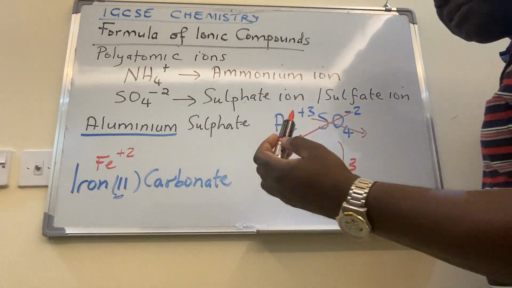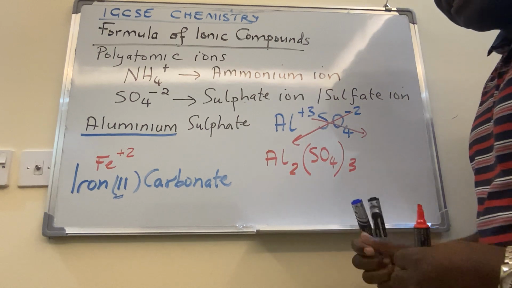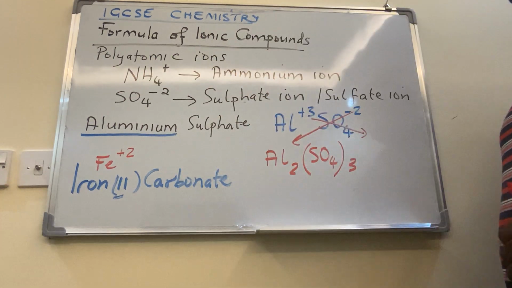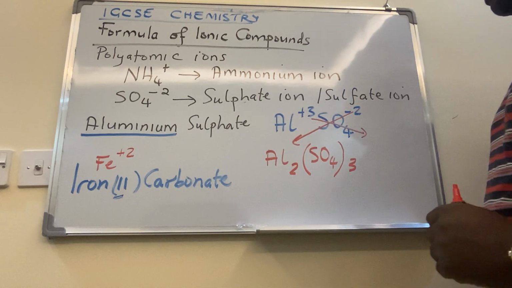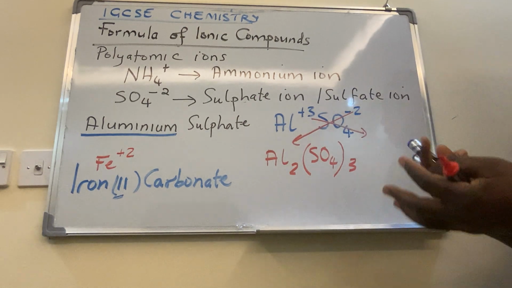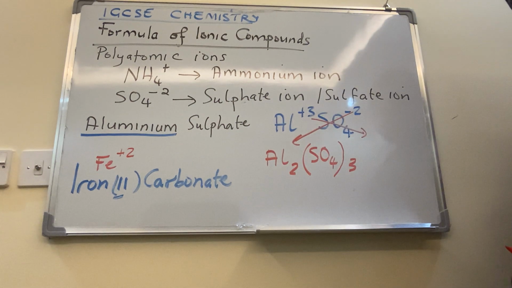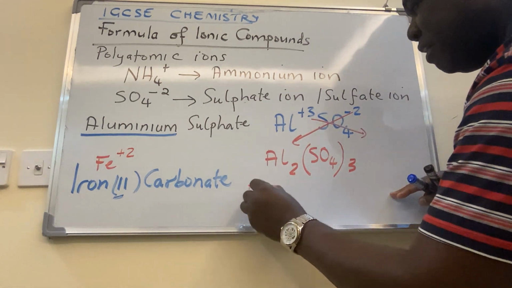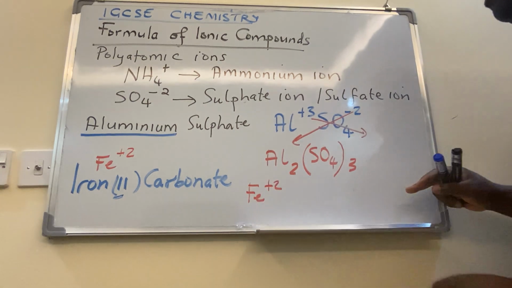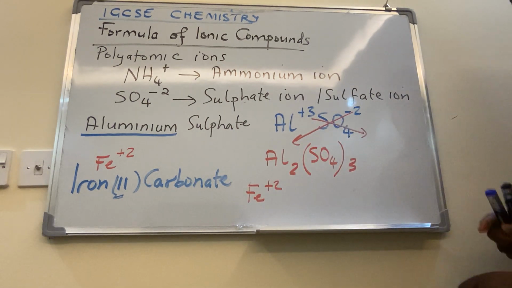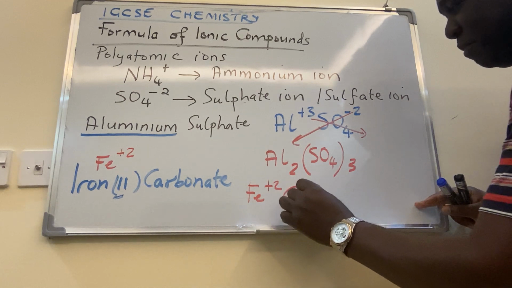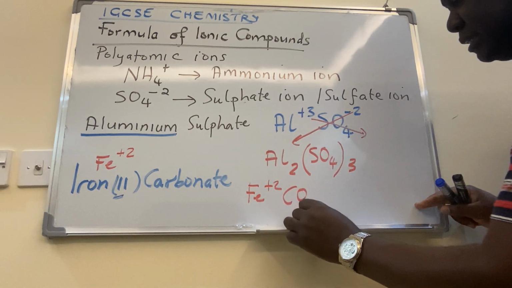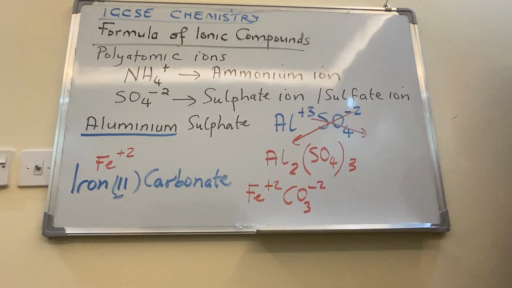Transition elements have more than one oxidation state, and when we write their names, we normally put Roman numerals in brackets to indicate the exact charge we are talking about, so that our ionic compound does not give us an ambiguous answer. So for iron(II) carbonate, we write Fe2+. Like I said, you have to remember the formula for carbonate is CO3 with a 2 minus charge. Again, that's a special case.